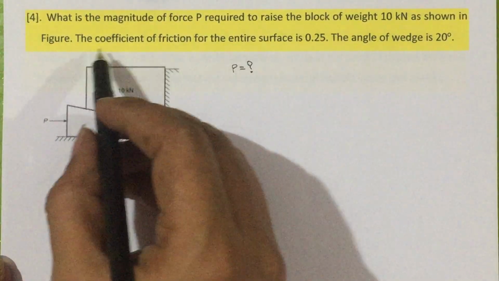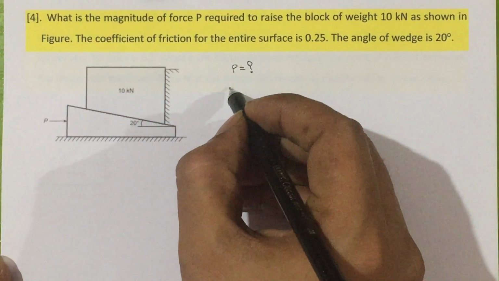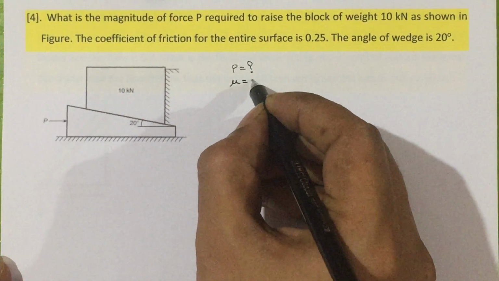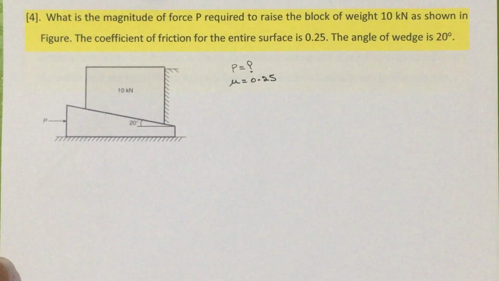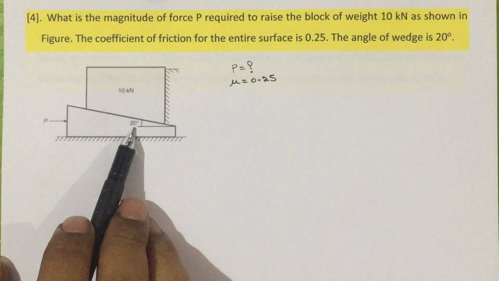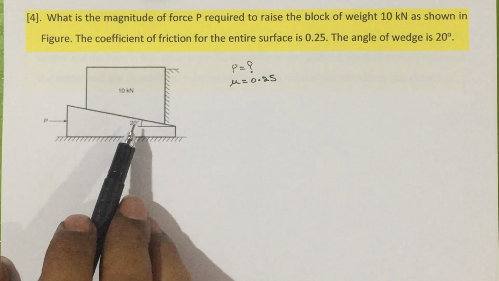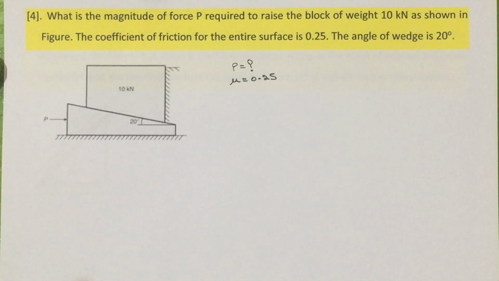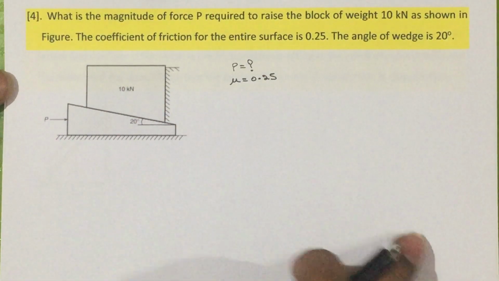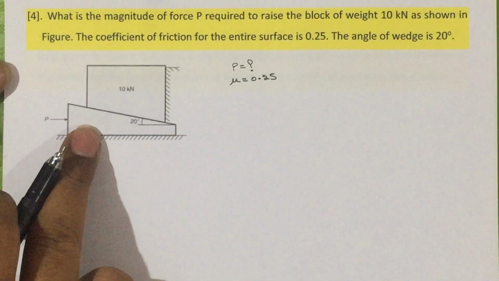Weight is given as shown in the figure. The coefficient of friction for the entire surface, that is mu for all the contact surfaces, is given as 0.25. Then the angle of wedge, that is this one, is given as 20 degree. Now I am going to write the free body diagram directly for the block as well as the wedge.